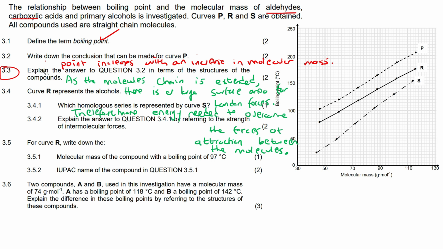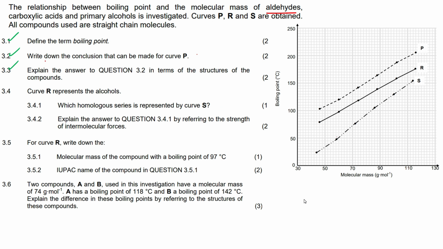Okay, so let's just clear up a little bit of space. They tell us that curve R is the alcohols. Then they say which homologous series is represented by curve S. So what we have is we've got aldehydes, alcohols, and carboxylic acids.